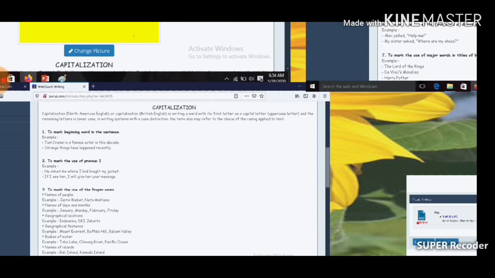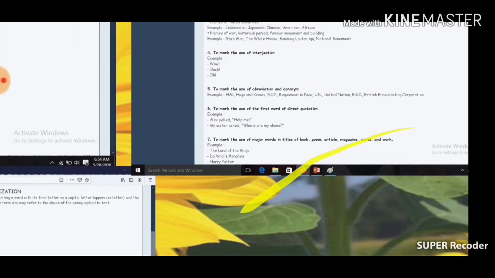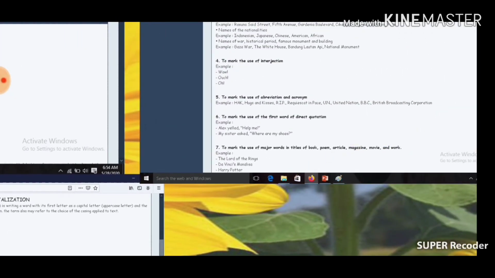Number 1, to mark the beginning word in the sentence. 2, to mark the use of pronoun I. 3, to mark the use of proper nouns. 4, to mark the use of interjection. 5, to mark the use of abbreviation and acronym.